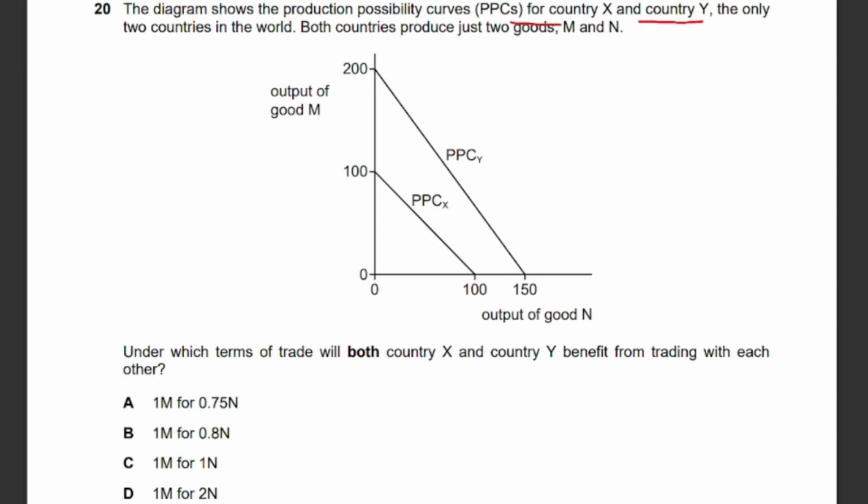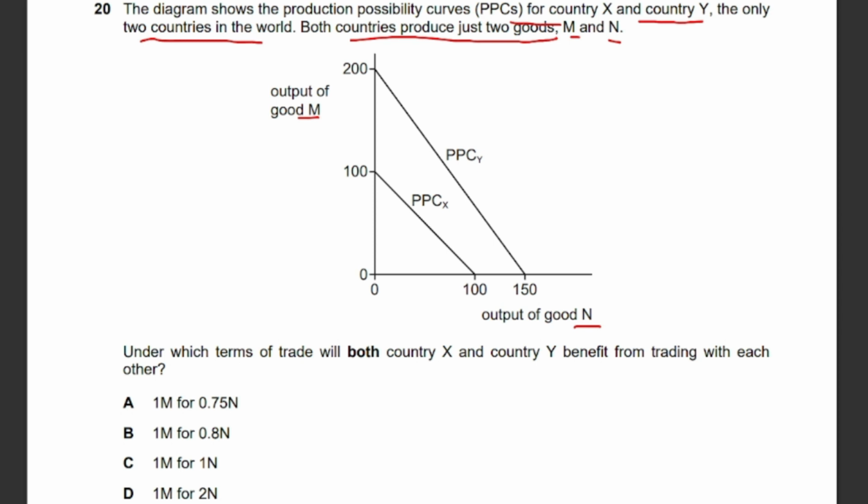So these are two countries, X and Y. These are the only two countries in the world. Both countries produce just two goods, M and N, right? So this is good M and this is good N. Under which terms of trade will both country X and Y benefit from trade with each other?